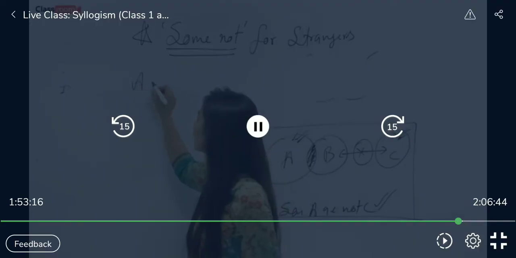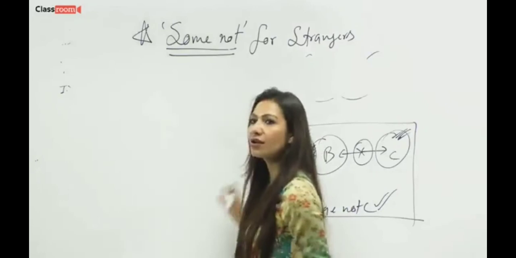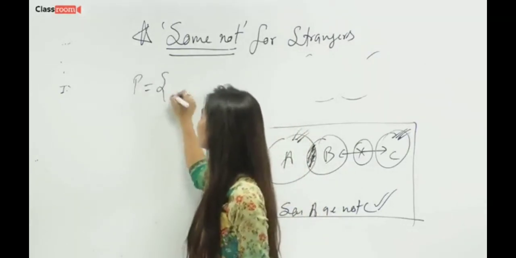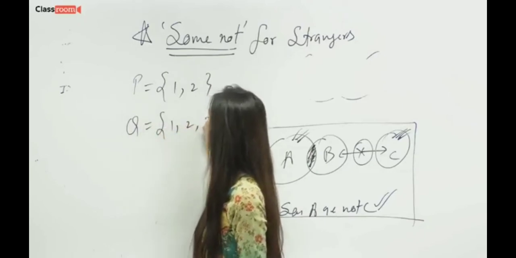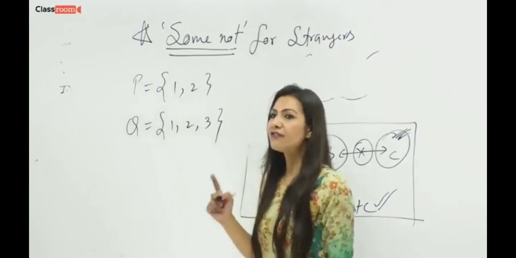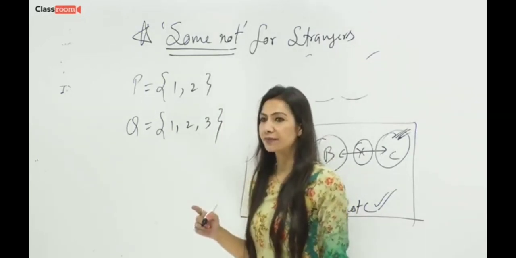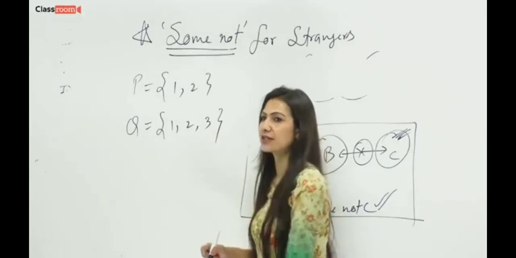Suppose there is one set, let's denote it with the help of P and Q, because I have already written A and C. So let's say there is a set P, which is 1 and 2. There is another set Q, which is 1, 2 and 3. Now, all not means some not. Only means all. I will tell you the keywords at the end of the session, don't worry.